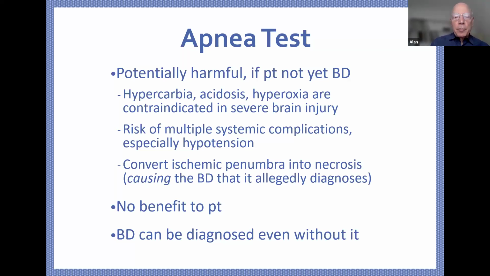There's a risk of multiple systemic complications, especially hypotension. And the most important, which nobody ever talks about, is the risk of converting global ischemic penumbra into global necrosis of the brain. In other words, causing the brain death that it allegedly is helping to diagnose. Apnea testing has no benefit to the patient whatsoever. And ironically, all the guidelines allow for brain death to be diagnosed even without apnea testing. So, for example, if apnea testing is medically contraindicated or has to be aborted in the middle, the guidelines allow for brain death to be diagnosed by including an ancillary test.